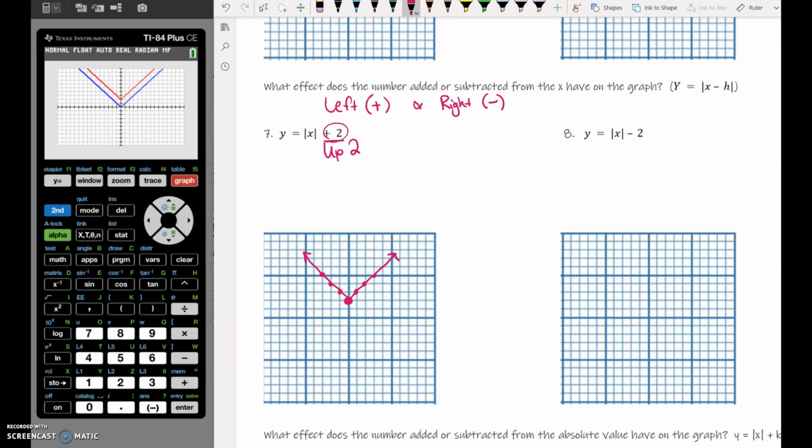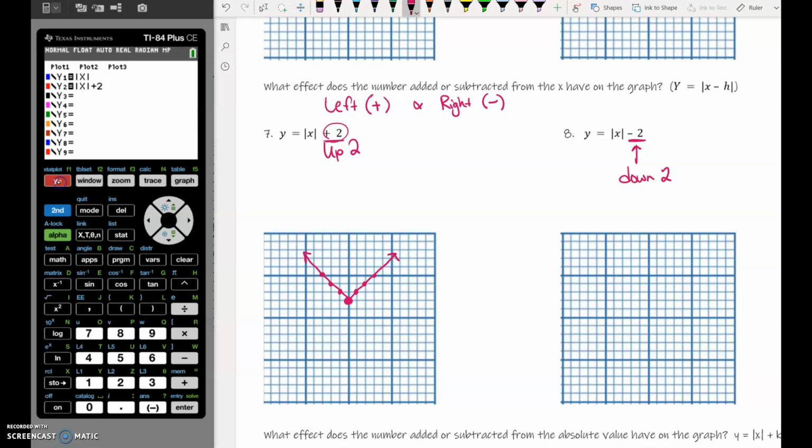So if plus 2 outside of the absolute value bars moved the graph up 2, what do you assume that this minus 2 is going to do? Down 2. And we can check that in the graphing calculator. If I change that plus to a minus, it moved the graph down 2. So now from the origin, we go down 2, and then up 1, out 1 from that vertex.